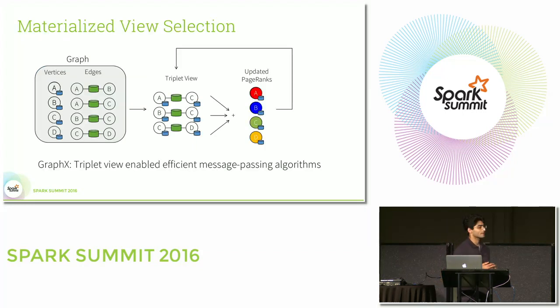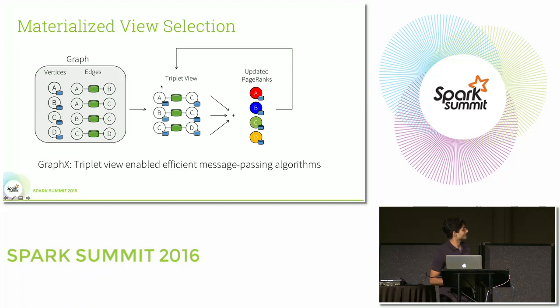Okay, the next thing I'll talk about is the view selection stage, where we have a set of registered views that the user has given us, those common subpatterns, and we want to figure out whether and where to insert them into the plan. The algorithm is a little bit complicated, so I won't go into detail on how it works, but I'll motivate it. First of all, one of the insights from the GraphX research was the triplet view, which corresponds to joining the vertices and edges so that each edge gets the vertex attribute from its source and from its destination.